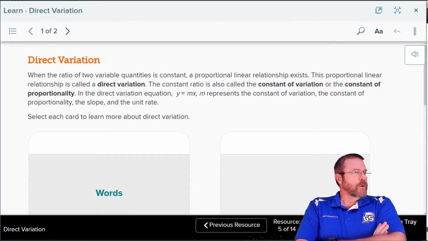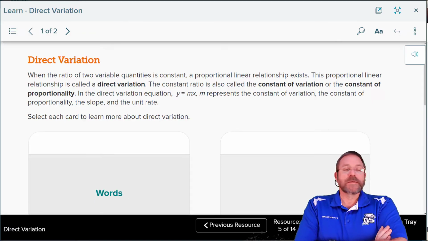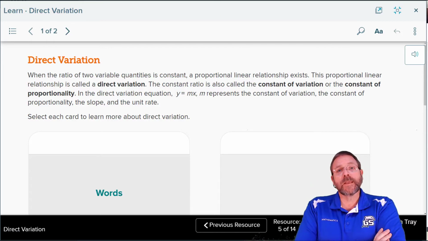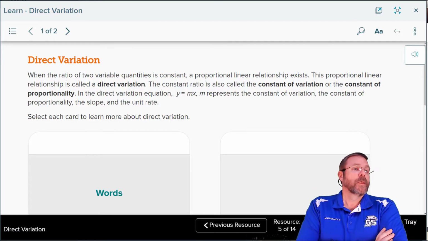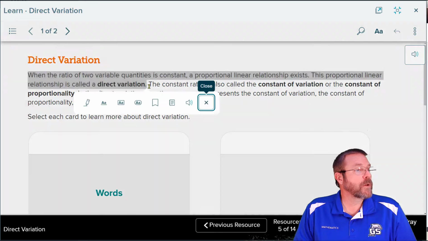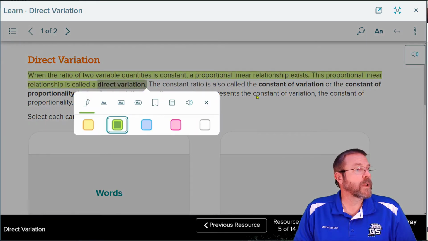When the ratio of two variable quantities is constant, a proportional linear relationship exists. Linear means it's going to make a straight line. It also means it's going to have the same slope. The proportional linear relationship is going to be called a direct variation. So we'll go ahead and highlight all of that. It's going to be the first vocab term.